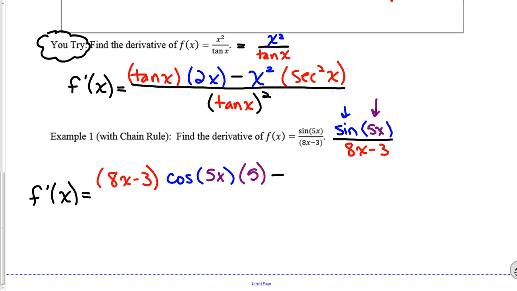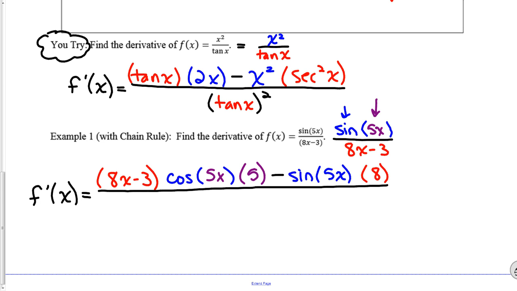Then I subtract the top times the derivative of the bottom, and the derivative of the bottom is just 8 using a power rule, all divided by the bottom squared. And we can just leave our answer just like that. So moving on to the next one.